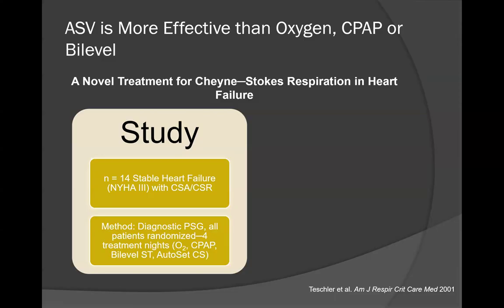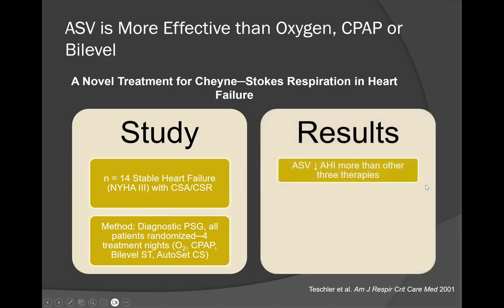All right, let's do another clinical study. This study has 14 patients with stable heart failure, with CSA and Cheyne-Stokes. The method is with a PSG, all patients randomized, and they use 4 different treatments: oxygen, CPAP, bilevel ST, and autoset CS. This autoset CS is the old name for ASV. All right, let's see what happens.